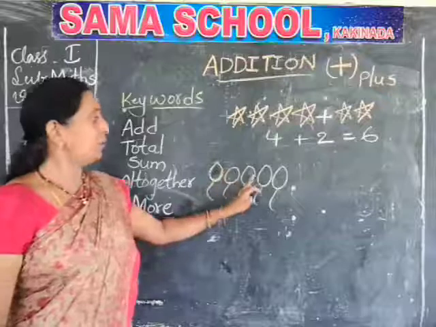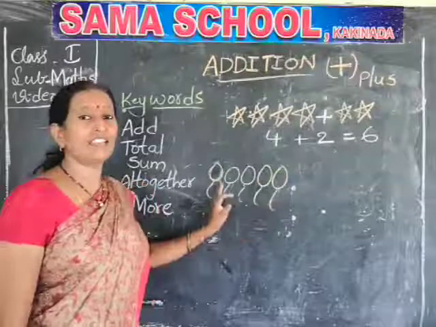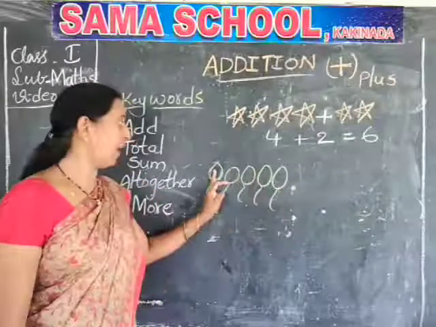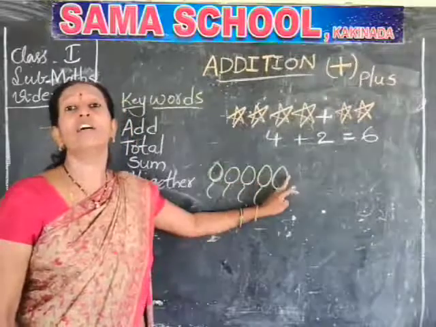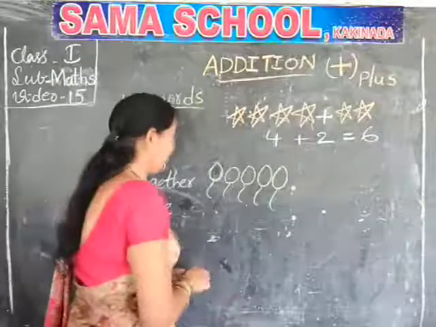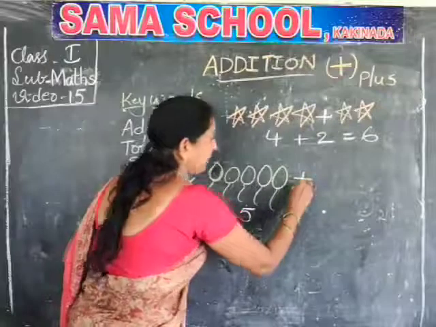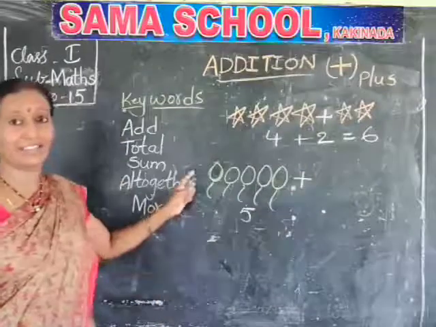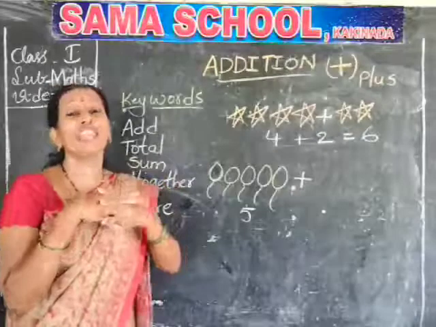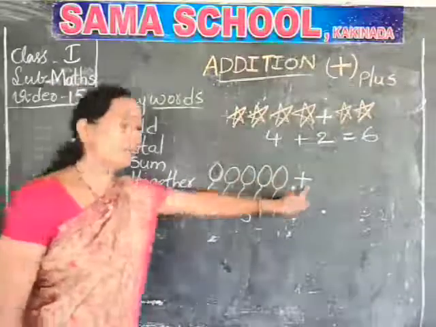1, 2, 3, 4, 5. See that, how many balloons here? 1, 2, 3, 4, 5 balloons. How many balloons here? 5 balloons. Plus means you are adding. It means you are joining the 2 numbers. Plus. Next.